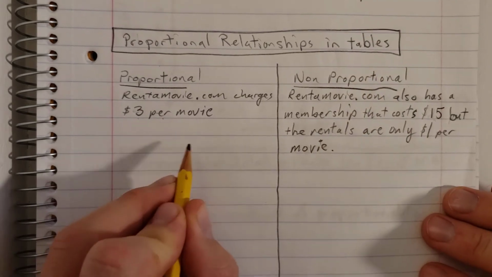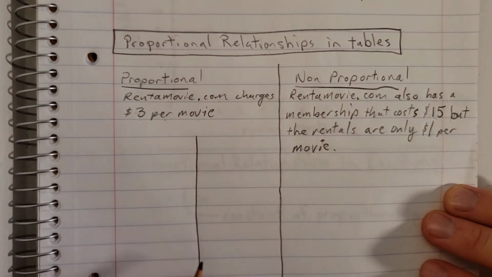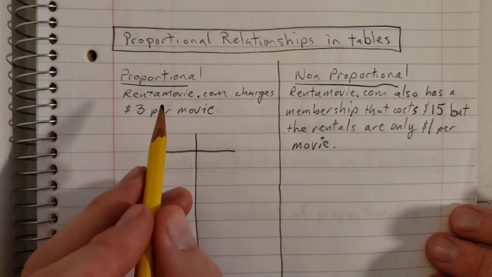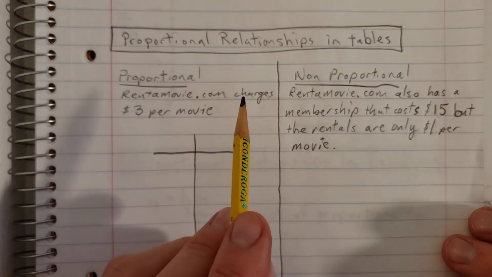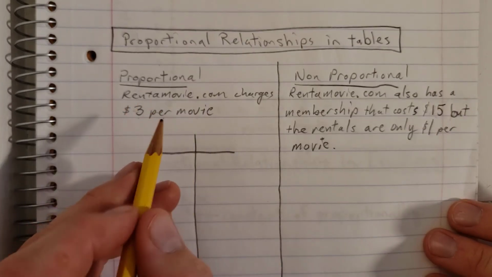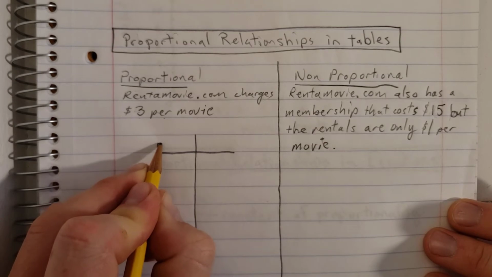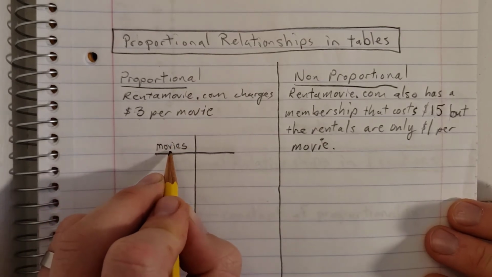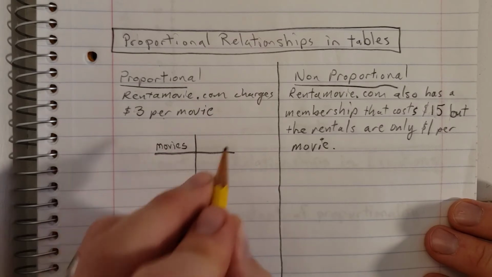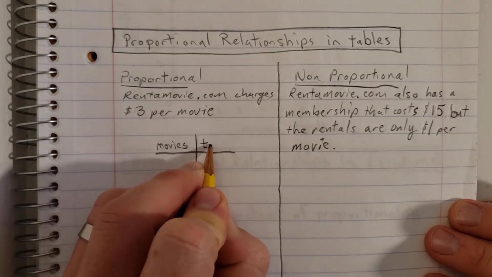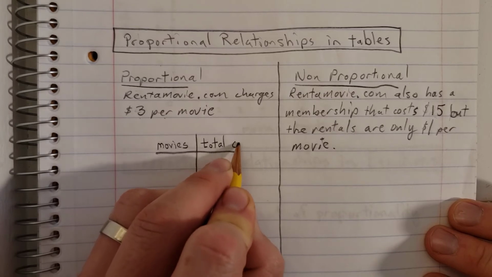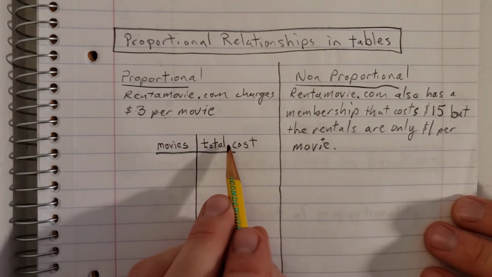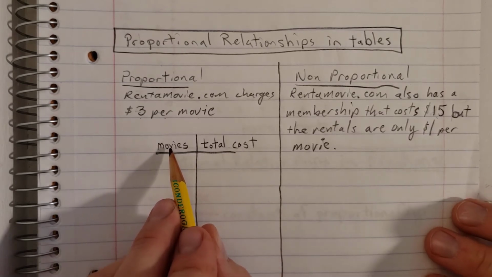So let's start building our table here. Now it doesn't give me any values to choose, but I do know my 2 variables, because we're talking about 2 variable relationships here. My 2 variables are going to be the number of movies that you rent. That's what we call the independent variable. And then the total cost is going to be my dependent variable, because that depends on how many movies I buy. Okay?